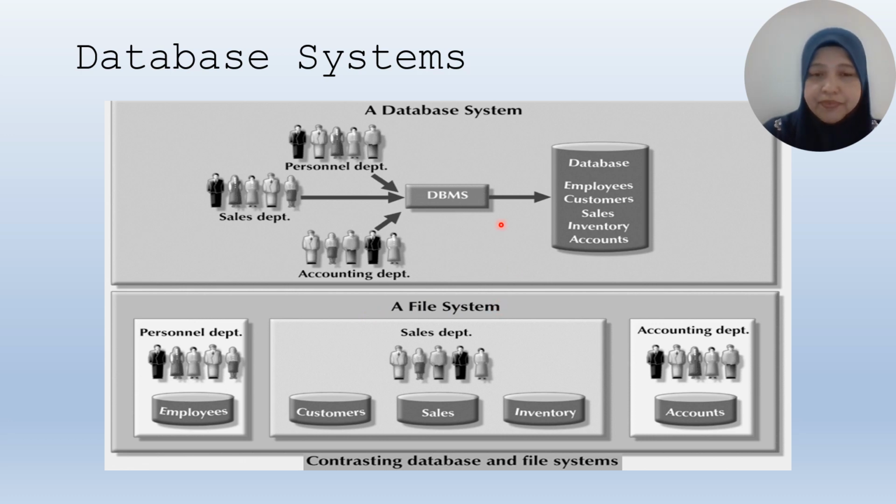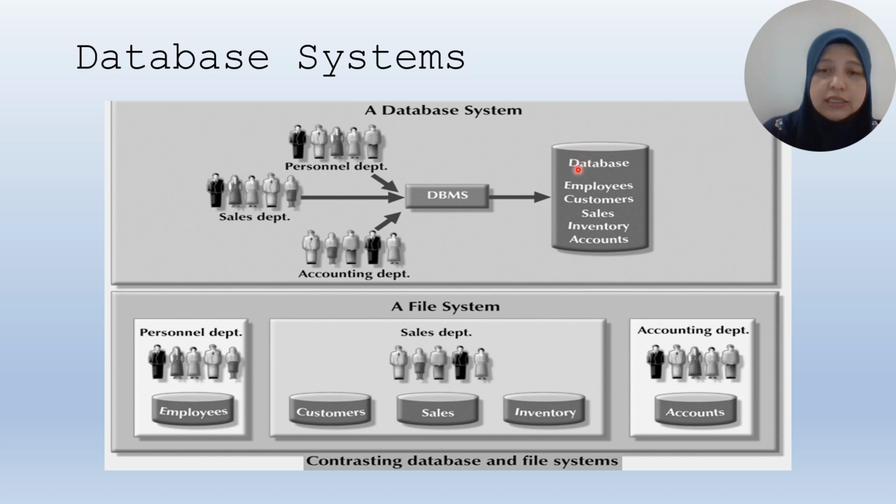Okay, in this example, you can see that for database system, we can have one database to collect all of the data. For example, employee data, customer data, sales data, inventory data, and accounts. You put all of the data in one container. We call that database. And you can also group the data by putting them into tables: one table for employees data, one table for customers data only, a table for sales data, a table for inventory data, and a table for accounts data.